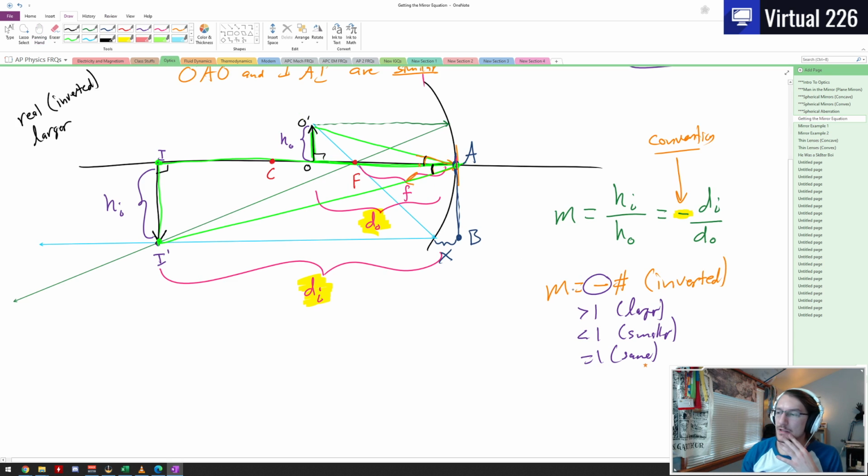Okay, so that's our idea of magnification. Now what we can also get from this very complicated ray diagram we've got going on with a billion different colors is we can also set up what is known as the mirror equation. We're also going to see this equation for lenses later as well, so it is an important equation. But let's figure out just what we're going to get here.